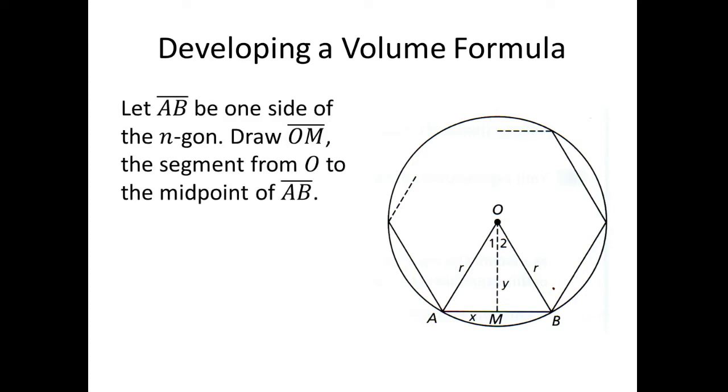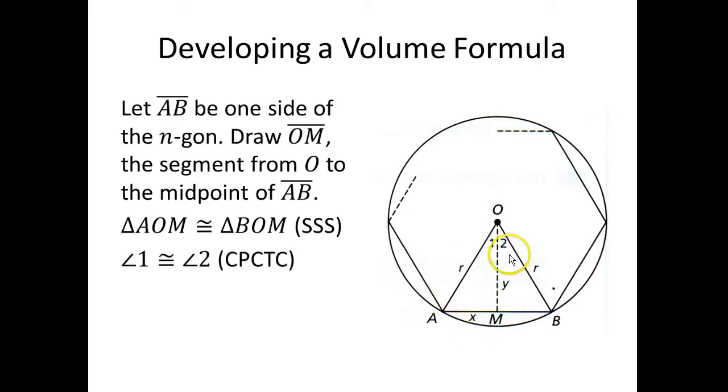So first thing to notice is let AB be one side of this n-gon, the base of the pyramid that's inscribed inside of this cone. Then we're going to draw in the line segment OM, the segment from O to the midpoint of AB. You should notice that triangles AOM and BOM are congruent by side, side, side. They both have this radius as a side. Of course, the radius stays the same, so these two lengths are the same. Not only that, but since M is the midpoint, segment AM is the same as MB, and segment OM, which is shared by both triangles, is congruent to itself by the reflexive property. So these two triangles are congruent by side, side, side.